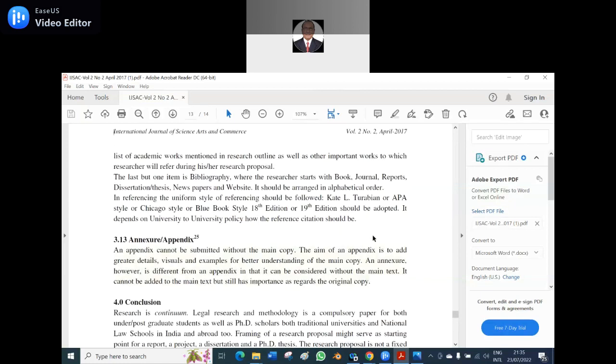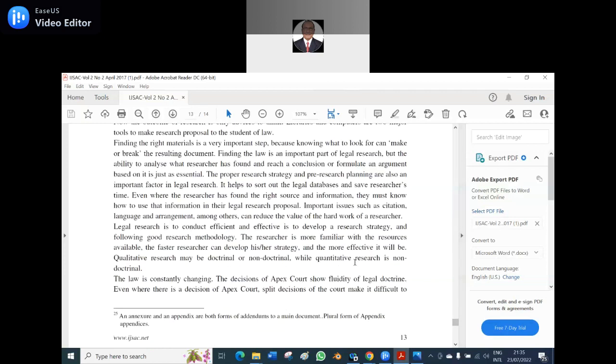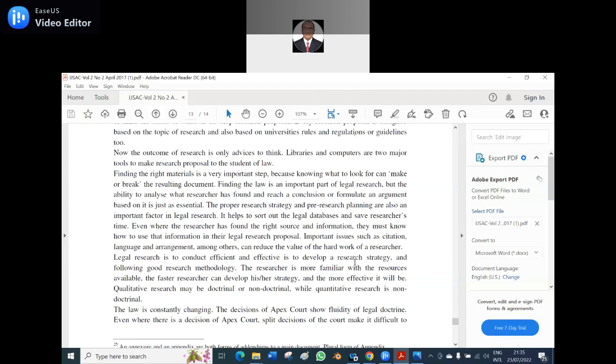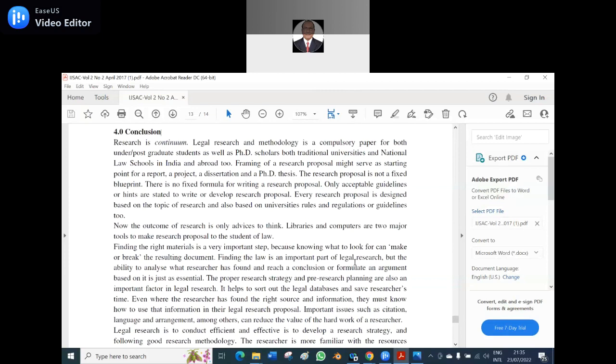So next, after the annexures and appendixes, the matter comes to the conclusion. The research is a continuum. It will not be stopped. It is perennial. So, it moves further. Okay, let me go up. Scrolling down. Yes, it is a continuum.